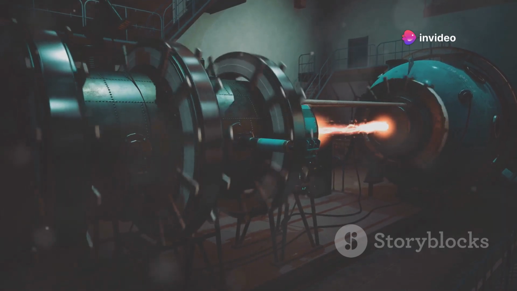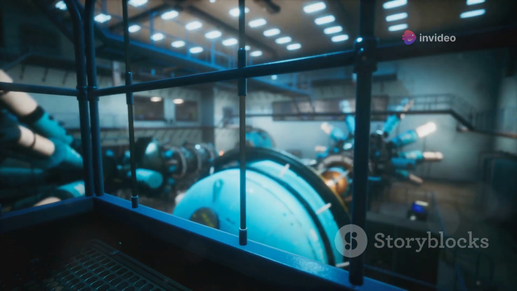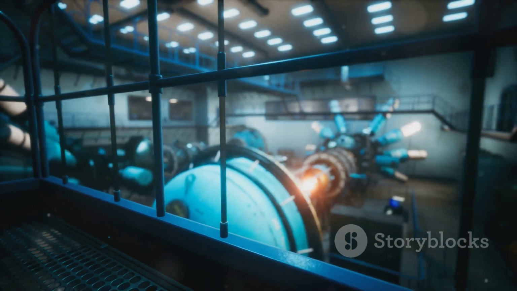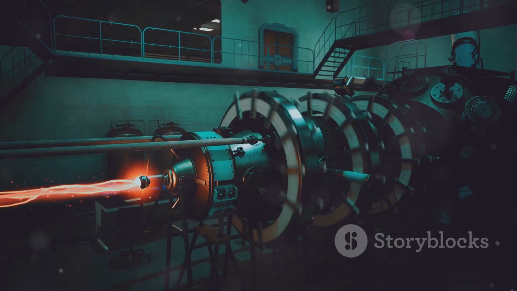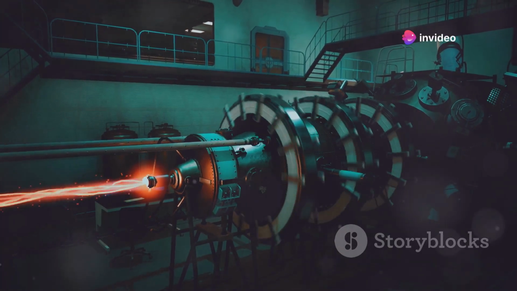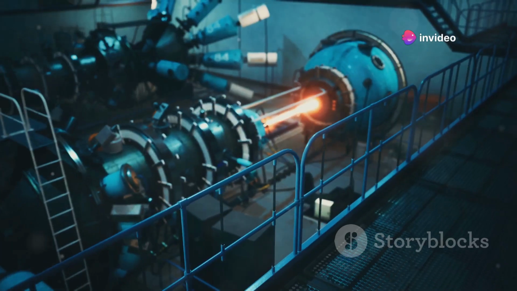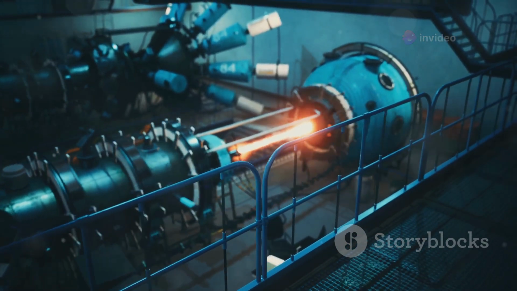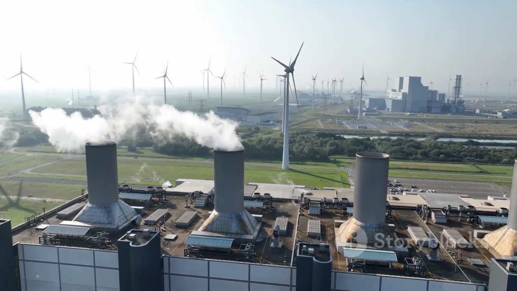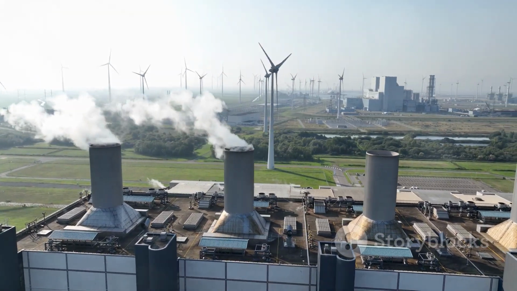Nuclear fission in power plants splits heavy nuclei, like uranium or plutonium, causing a small amount of mass to be converted into vast amounts of energy. For example, 1 kilogram of uranium-235 can release approximately 18 million kilowatt-hours of energy, enough to power a city for days. This is far more efficient than burning fossil fuels.